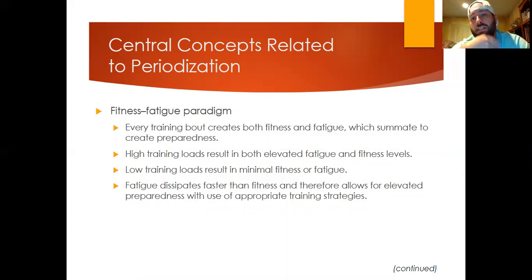Well, then at the very end, let's say we do 3 weeks of high level, then let's do a week of low training, right? We're not going to get a lot of fitness out of it, but we're also not going to fatigue ourselves, so we can put a lot of recovery aspects into that and get ready for the next level of high training loads that we're going to be doing. And then the fatigue dissipates faster than fitness and therefore allows for elevated preparedness. Again, you're going to get rid of that fatigue a lot faster than your fitness levels, which, as long as you remain active, are going to remain there for quite a while longer.